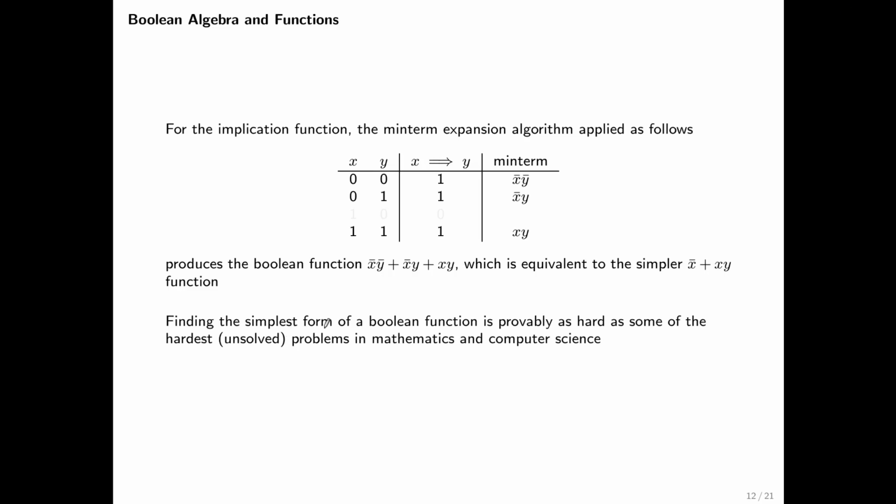So finding the simplest form of a Boolean function is provably as hard as some of the hardest problems in mathematics and computer science. Right? In other words, there is no algorithm that can take an arbitrary Boolean function and simplify it. All right?